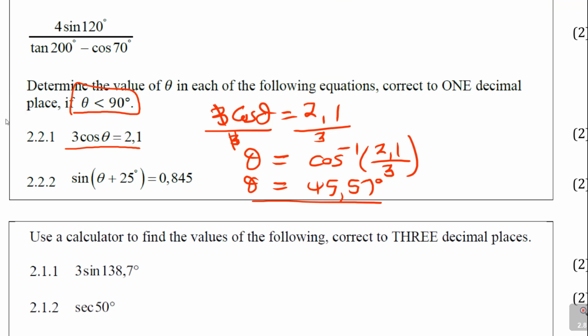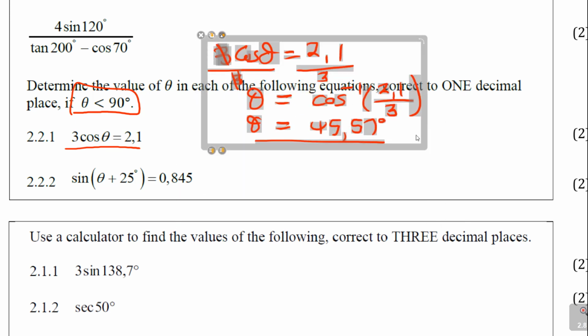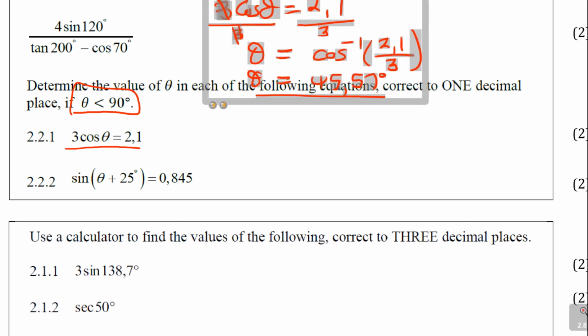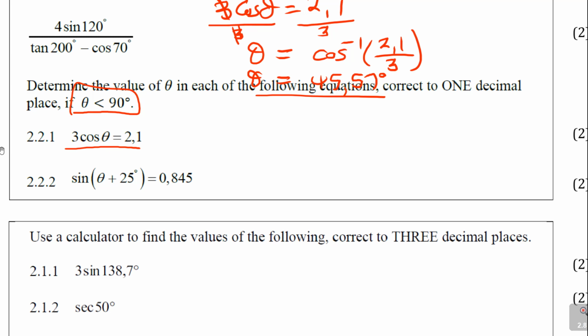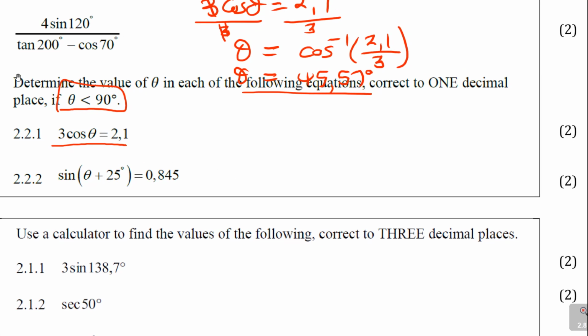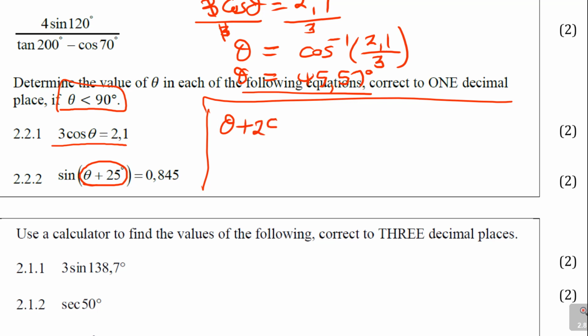What about the second part? Let me take this to the top here, leave it there. What about the second question? The second question says 2 marks also. Since this is equal to that, be careful now, pay attention now. You do the same thing. The moment they give you something like that, you take it as one thing. So you take it as theta plus 25 degrees.